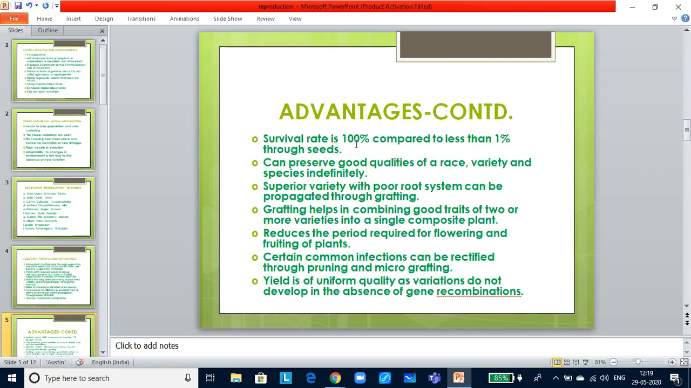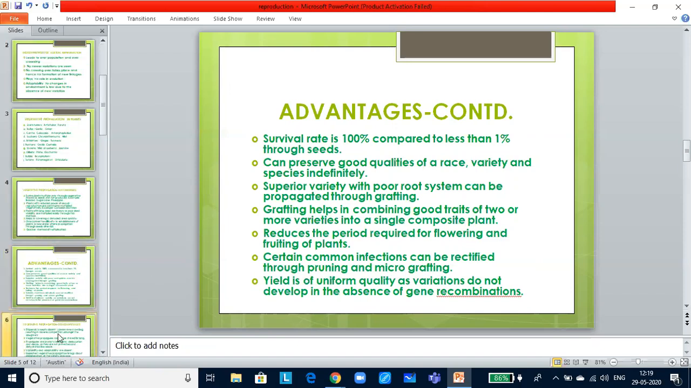That is why you will get many different varieties of mangoes, because most of the varieties are developed through grafting. It reduces the period required for flowering and fruiting of the plants. Certain common infections can be rectified through pruning and micrografting. Now, the yield is of uniform quality as you do not see variations, and these variations do not develop in the absence of gene combinations. So these are the advantages.